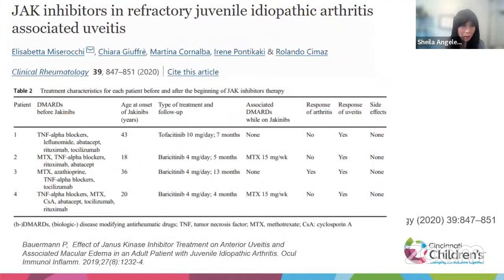And the new kid on the block are the JAK inhibitors. JAK inhibitors in rheumatology have really been important in many of our diseases. And we have used JAK inhibitors in some of our children. And this study by Dr. Mizrachi showed that tofacitinib and baricitinib have both been successful in treating their children with JAK-associated uveitis.